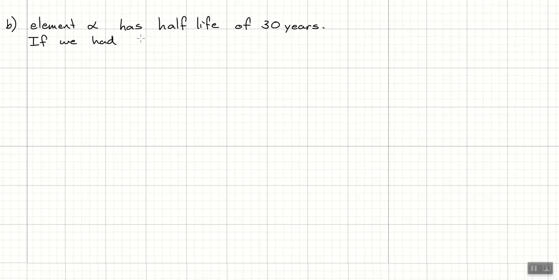All right, example B. And we're going to be super like caveman language here. Element alpha has a half-life of, let's make it like, I don't know, 30 years. All right, so we have an element that has a half-life of 30 years. Pretty cool. I want to know if we started, or if we had, how many grams initially? Sure, 13 grams initially.